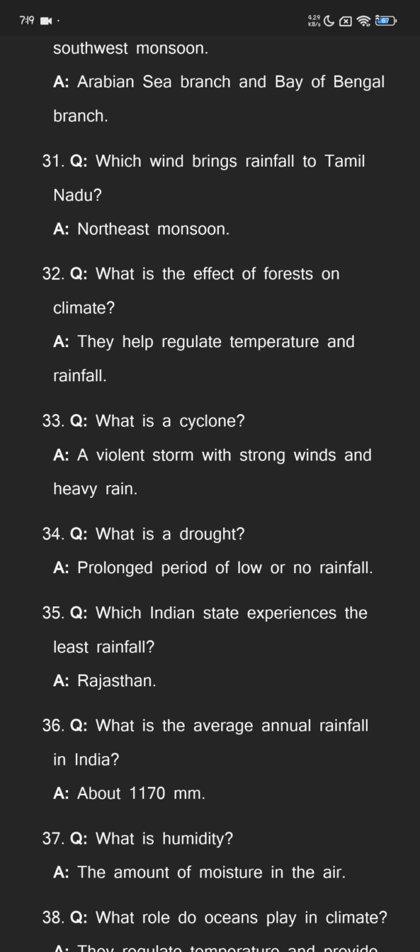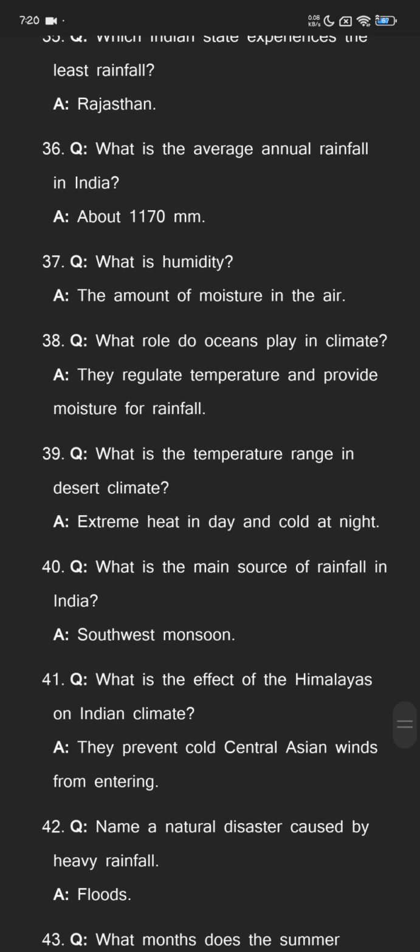What is a cyclone? A violent storm with strong winds and heavy rain. What is a drought? Prolonged period of low or no rainfall. Which Indian state experiences the least rainfall? Rajasthan. What is the average annual rainfall in India? About 1170 millimeters. What is humidity? The amount of moisture in the air.